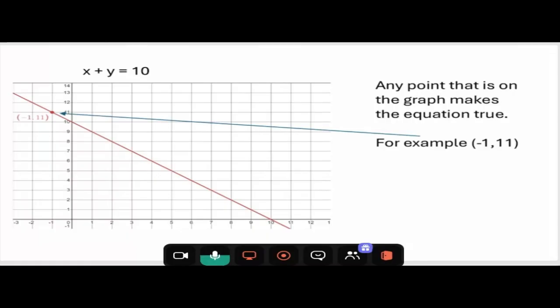So there's a point that I see is on the line, negative 1, 11. I can find it there. Does negative 1 plus 11 equal 10? Yes, it does. Every point that makes the equation true is on the line. Every point on the line makes the equation true. If you feel like I've said that 15 times in the last 2 minutes, you are right, because that is the most important thing to remember about lines. They are simply a picture of the xy pairs that make the equation true.